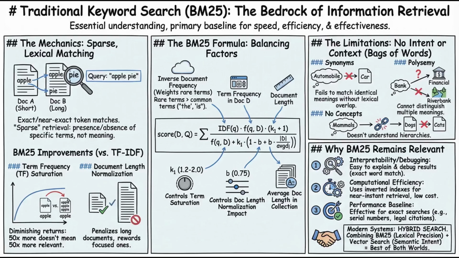Welcome to today's lesson on the bedrock of modern information retrieval, traditional keyword search. If you've ever wondered how search engines instantly pinpoint the right document, you're about to pull back the curtain on the industry standard ranking function, BM25. In this session, we'll break down the mechanics of sparse lexical matching, decode the BM25 formula itself, and explore both the limitations of this approach and why it remains a vital, relevant tool in today's tech landscape. Whether you're building search systems or just curious about how data is organized, this is a foundational skill that will change how you look at search forever.